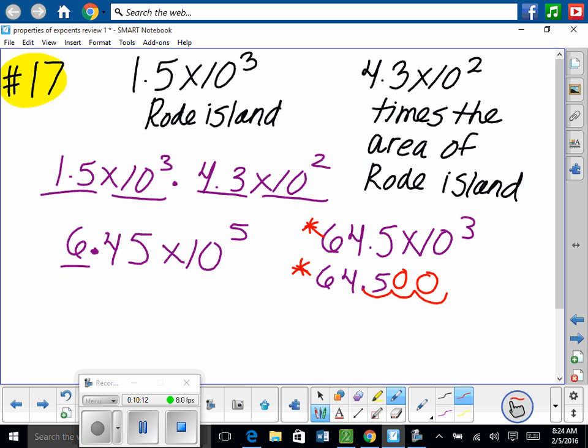64,500. This is the physical number. But now I have to put it back in scientific notation. My decimal's over here, and I'm going to move it back to where it needs to be. So I'm moving it back 1, 2, 3, 4, right? So it would be 6.45 times 10. It was positive 3, so it's positive 4. Because we fixed it. We're just writing it properly. So hopefully that kind of helps a little bit, if you have to fix it. All right.